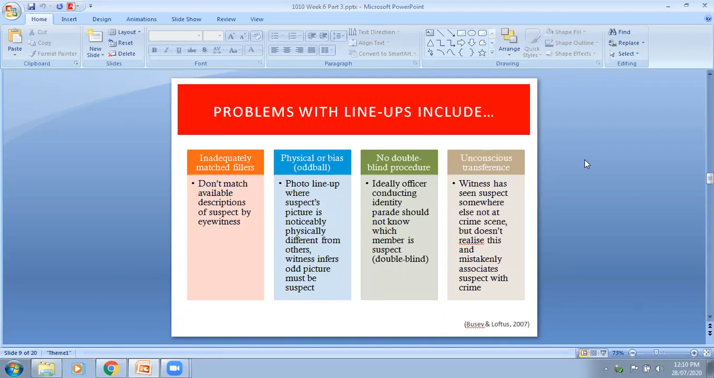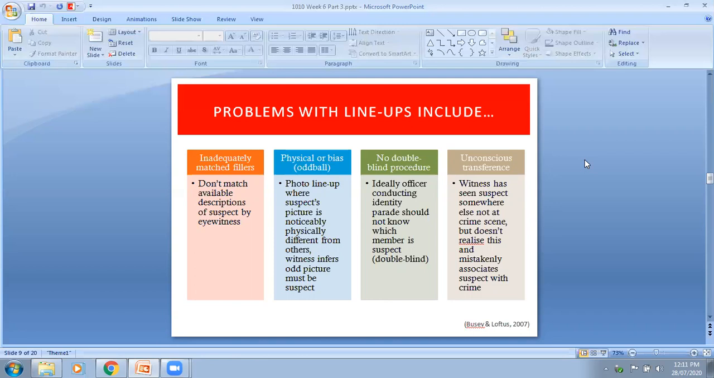No double-blind procedure. In the double-blind procedure, the officer conducting the identity parade does not know if the suspect is there or who that suspect is. So if the officer knows, they may inadvertently give it away by their body language or say something. They could twitch, wink, something. They could just give it away without even realising that they've actually done it. If they don't know who it is, then you've got a better chance of the person doing a genuine selection.